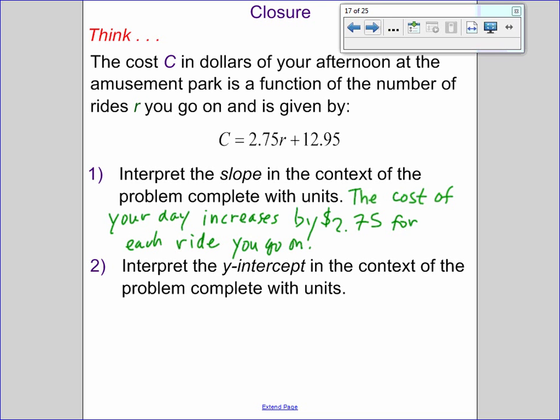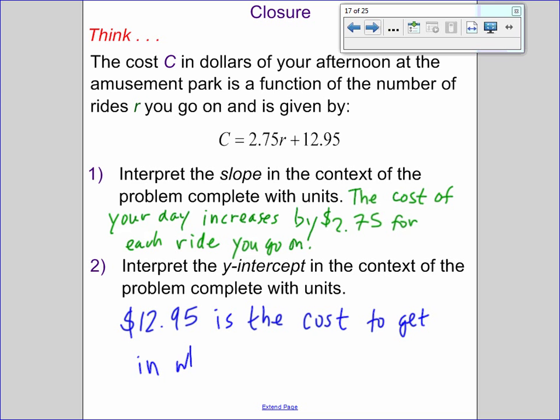Lastly, the y-intercept. What did you have for your y-intercept? Erin? The start cost for the afternoon. The start cost? What do you mean by the start cost? Absolutely. So like the cost of admission, the start cost to get in, when zero rides are taken.